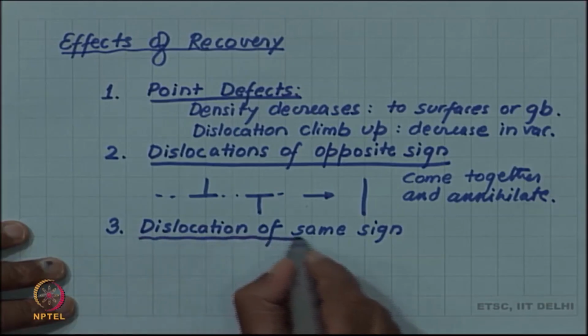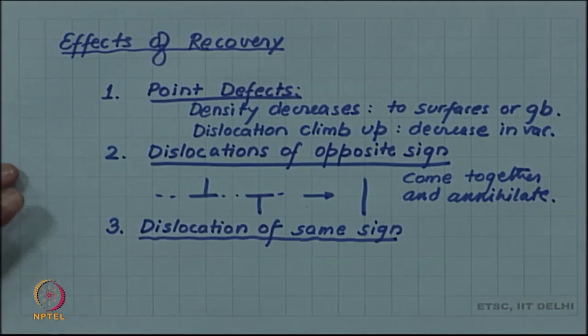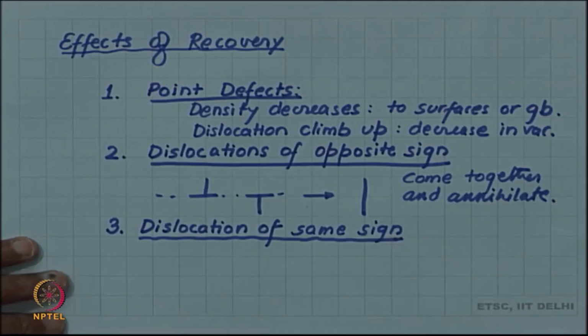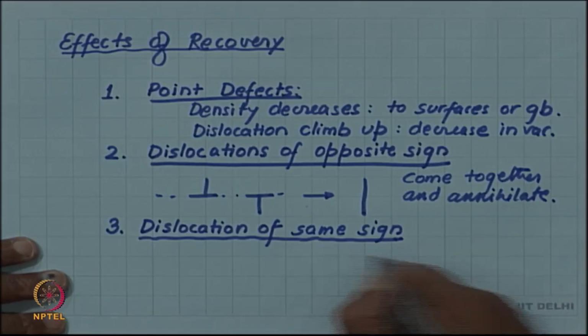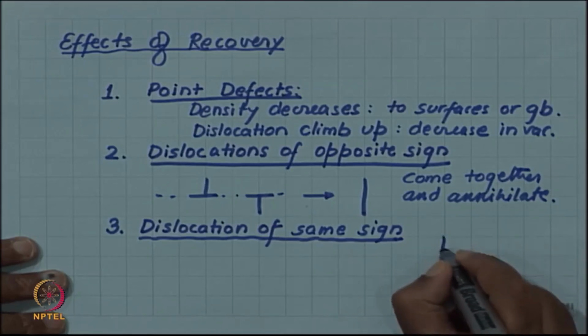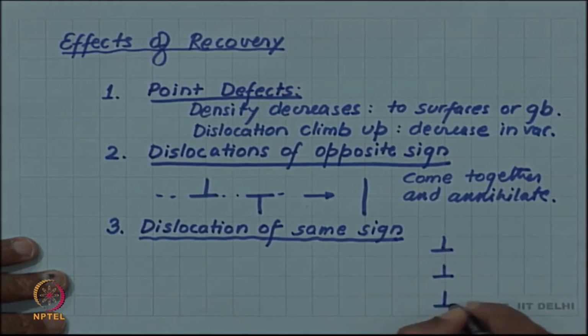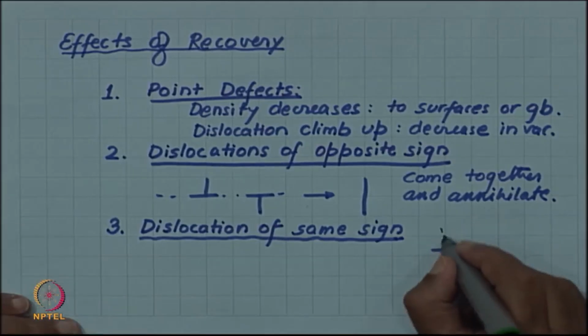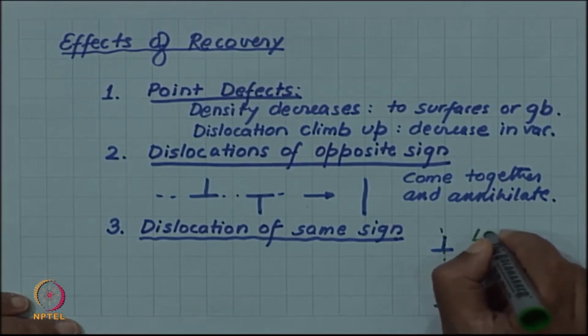Dislocations of the same sign, if there is excess dislocation, then this annihilation may not cancel all of them. So, excess dislocations of the same sign will be left, and these dislocations try to align themselves one above the other to reduce their strain energy. And you know that under this situation we have what is called a low angle tilt boundary.